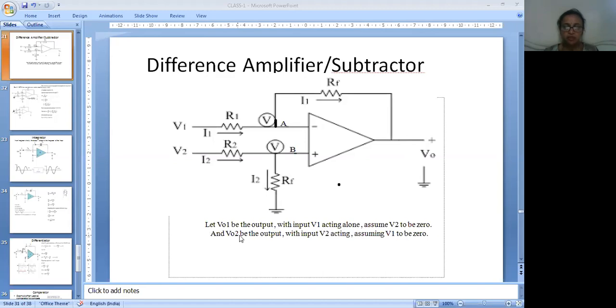Then VO2 is the output with the input V2 acting alone, assuming V1 to be 0. So VO1 is the output due to only V1, and VO2 is the output only due to V2. Okay. So these two cases we will study. Then we will add the output due to V1 and V2, so that we call the total output V0. This is the way we are going to analyze this subtractor.